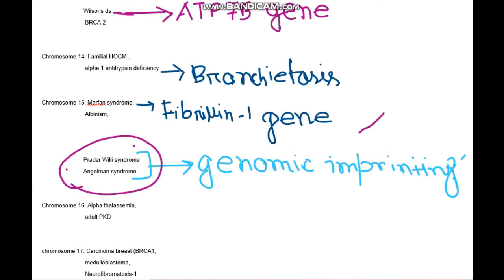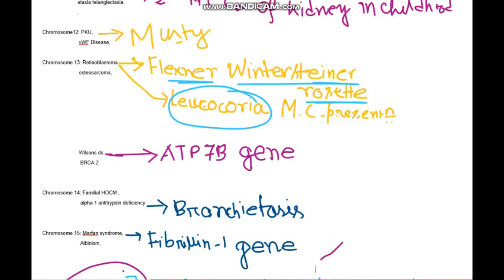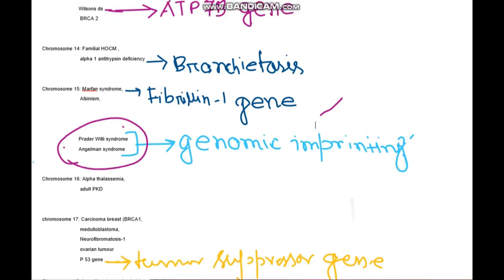These are the key terms I have written here all together, by which you can very easily identify what exactly they are asking in the question. Like ATP7B, you can answer Wilson disease. If you see bronchiectasis, that is alpha-1 antitrypsin deficiency. Like genomic imprinting, these two will be there: Prader-Willi syndrome or Angelman syndrome.